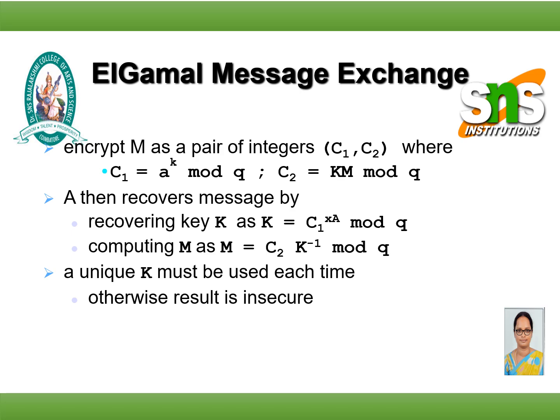A then recovers the message by first recovering the key K as K = C1^xa mod q, and computes the message as m = C2 K^-1 mod q. A unique k must be used each time, otherwise the result is insecure. Because if we don't use a unique k value, hackers or attackers can hack the message or information.